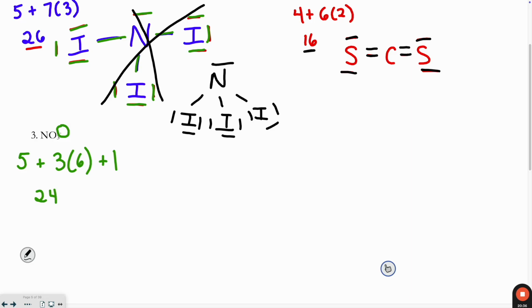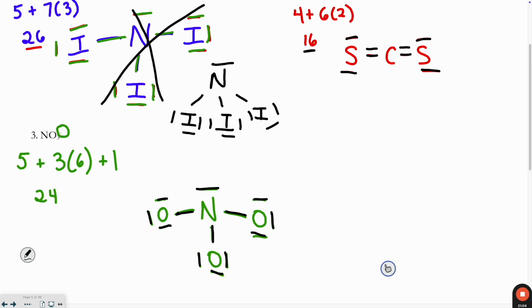So nitrogen's in the center. I'm going to have oxygens coming off of it. I'm going to share. I'm going to add lone pairs of electrons. 2, 4, 6 on nitrogen, so I'm going to add 1 pair. I'm going to add 3 pairs on each oxygen. And right now, when we count, I am using 2, 4, 6, 8, 10, 12, 14, 16, 18, 20, 22, 24, 26. I'm using too many electrons.